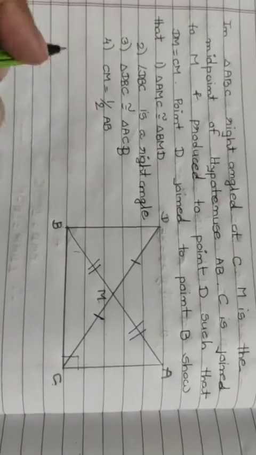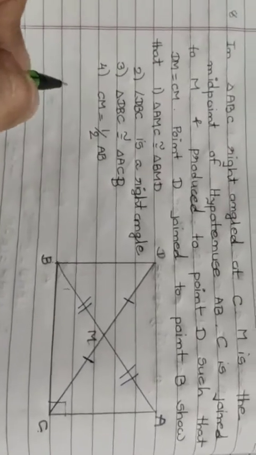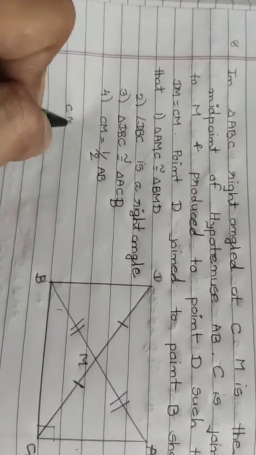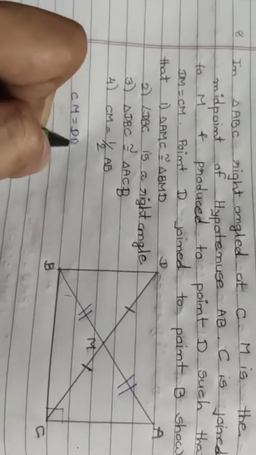Now first of all, what is given that we have to write. Now we can see that CM is equal to DM, first it is given.